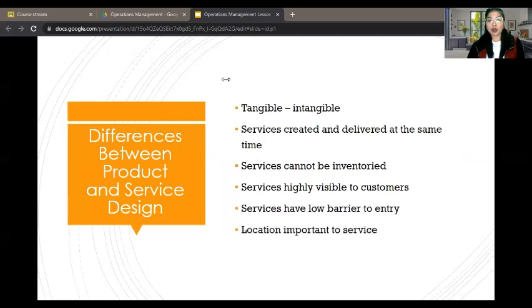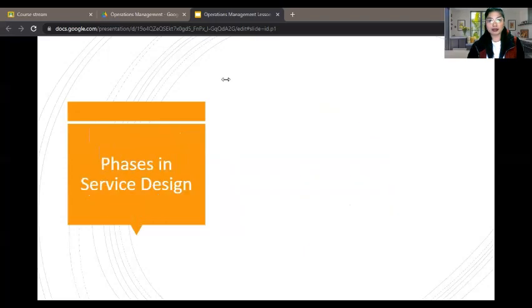Location is often important to service design, with convenience as a major factor. Hence, design of services and choice of location are often closely linked.